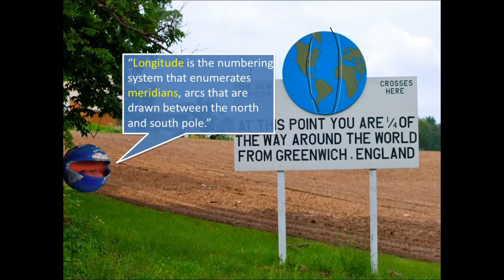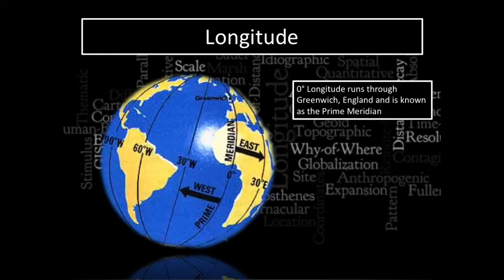It is also important to note that longitude lines, while they are running north and south, are actually measuring east to west, which we will explain a little more later. 0 degrees longitude runs through Greenwich, England. Greenwich, England is right here. And so that line running through Greenwich, England is the prime meridian.